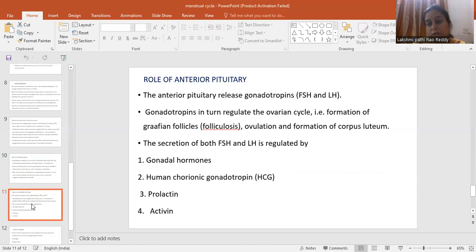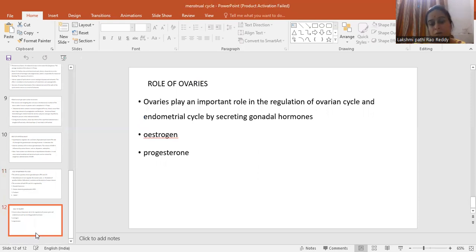There is also a role of the anterior pituitary in these endometrial changes. The anterior pituitary releases gonadotropins, as we learned in the previous slide, that is follicle stimulating hormone and luteinizing hormone. Gonadotropins regulate the ovarian cycle, that means the formation of the Graafian follicle, ovulation, and formation of the corpus luteum. Now, the role of the ovaries: ovaries play an important role in the regulation of the ovarian cycle as well as the endometrial cycle by releasing the hormones estrogen and progesterone. So this was all about the endometrial cycle.